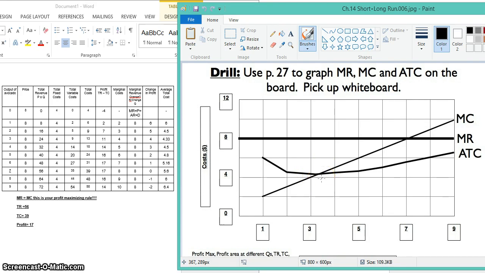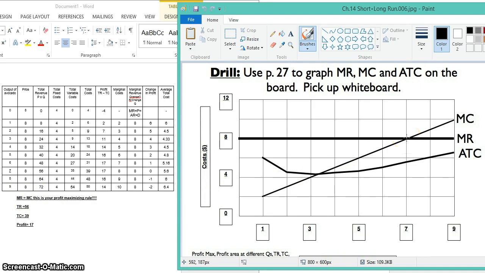Okay? Now, we've got 7 as the profit maximizing quantity. Look right here. So go to 7, quantity is 7, and go up. Notice what happens. MR and MC intersect. That is a good sign, because MR and MC are supposed to intersect where your profit maximization is occurring.